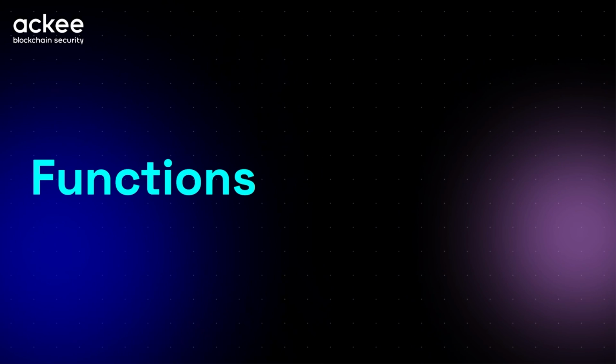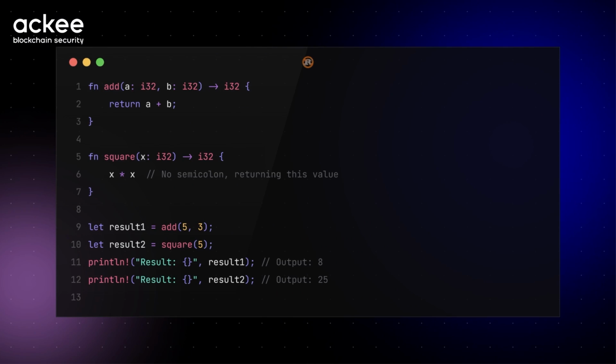Now let's talk about the functions. Functions in Rust are also pretty simple. You can see the syntax starts with the keyword fn, which stands for function. Then you have the function name. In this case, in the code on the screen, you can see we have two functions. The first one is called add. The second one is called square. Then we have the function parameters. In this case, you need to specify a type for all of the parameters.